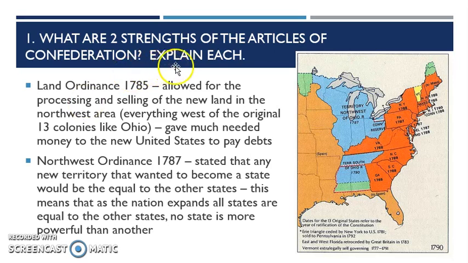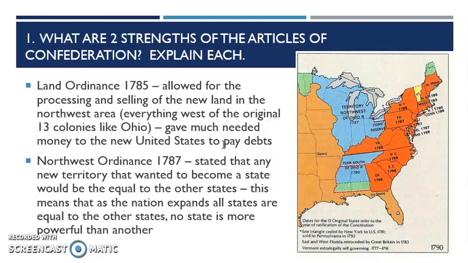One of the things that it did was the Land Ordinance of 1785. What the Land Ordinance did, it allowed for the processing and selling of the new land in the Northwest area. So everything west of the original 13 colonies, everything west of here is what we pretty much consider the new area. They're going to go out here, look at it, start chopping it up and selling it. That's important because we had a lot of debt after the American Revolution. So the selling of this new land is going to allow the United States to pay off all the debts that they had following the war.